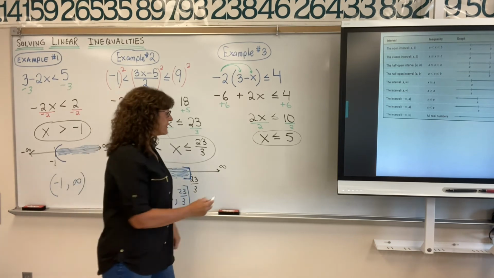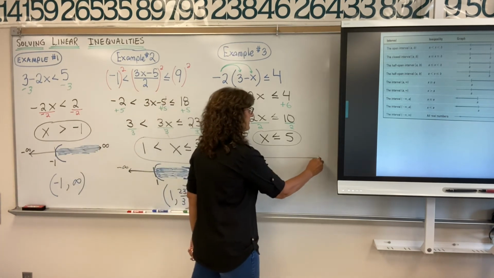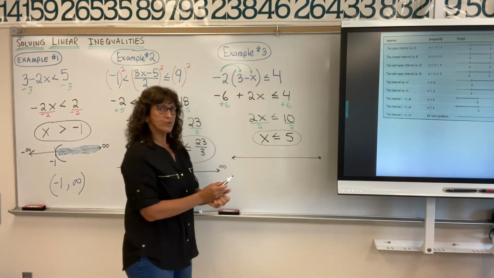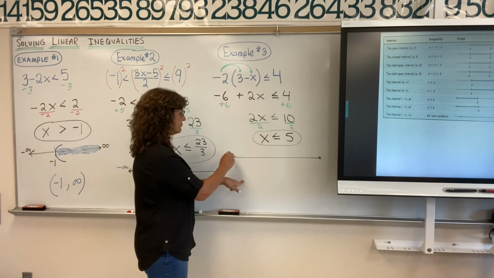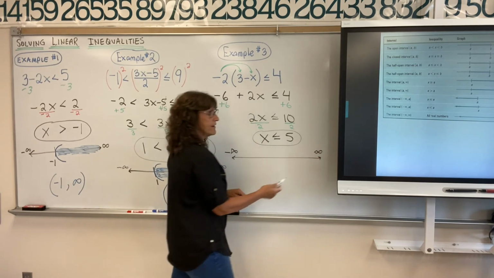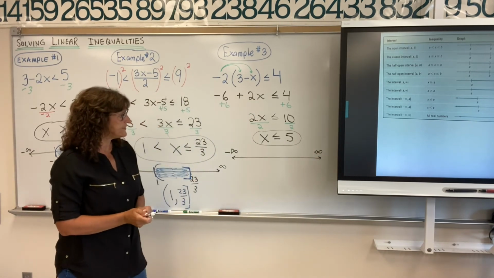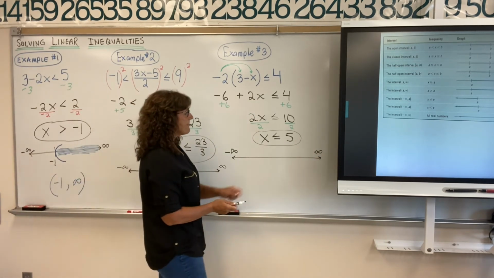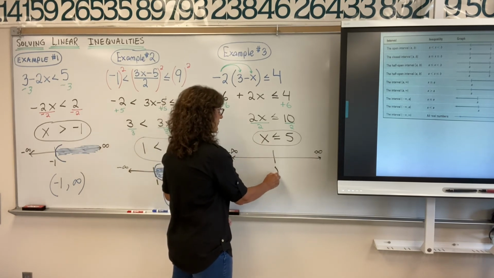Let's look at the graph. We want to graph this on a number line. Your number line runs from -infinity to positive infinity. 5 is our number, so let's put 5 somewhere on the number line.